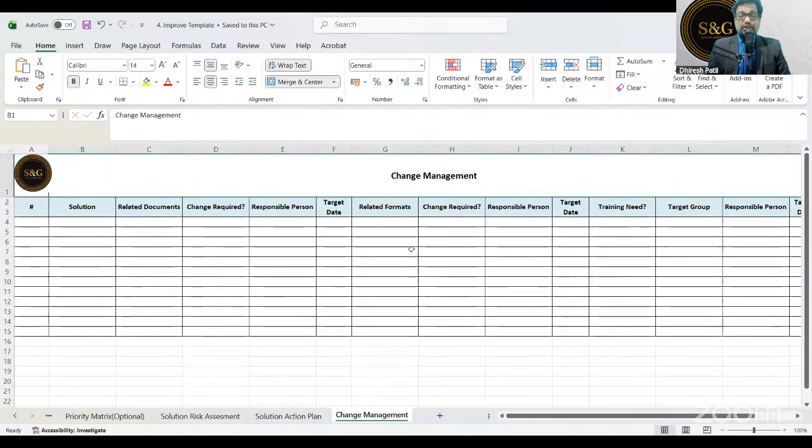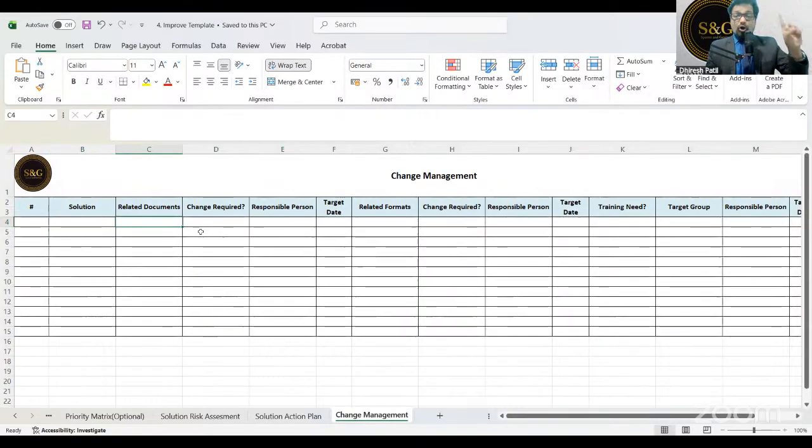After that, there is a change management request. Now what is the change management? Very interesting. See, because we are making a lot of changes in the process, we have to change the standard operating procedure, right? So here you have to write the solution, what is the related document like standard operating procedure, what changes will be required, who is responsible, what is the target date. What is the related format?